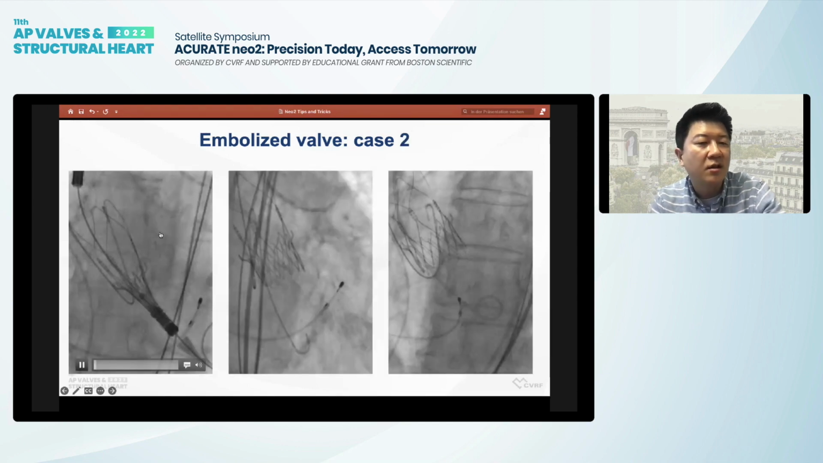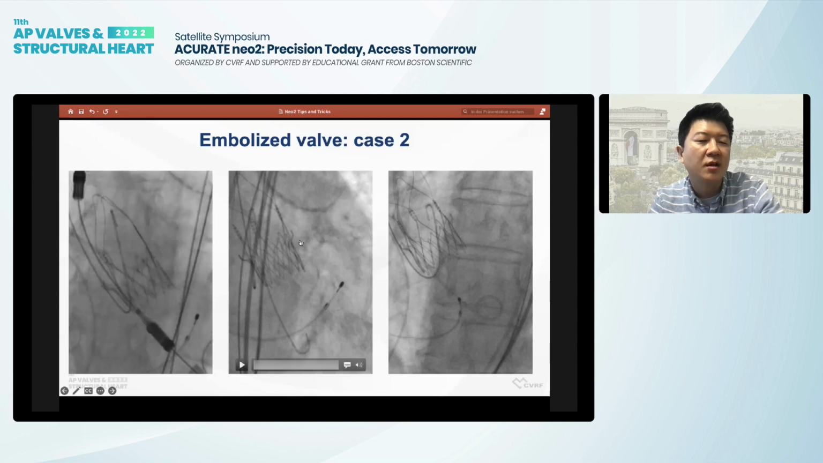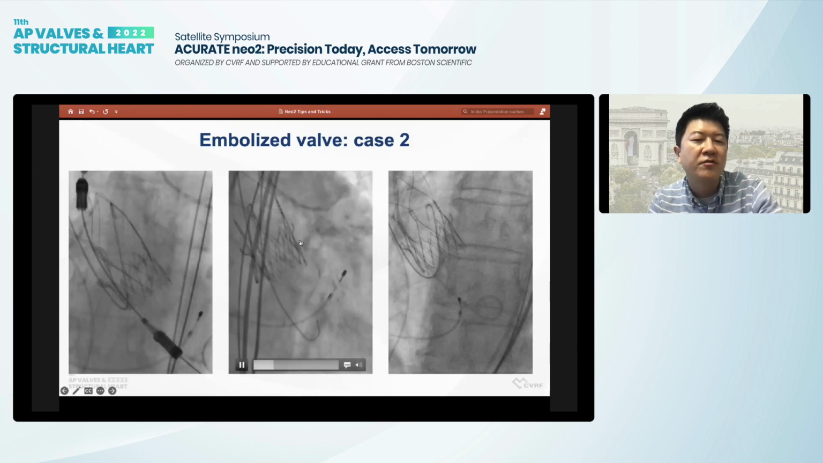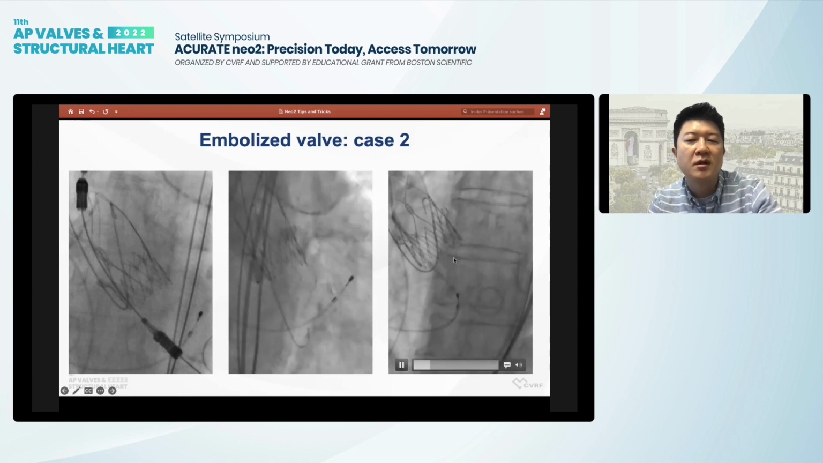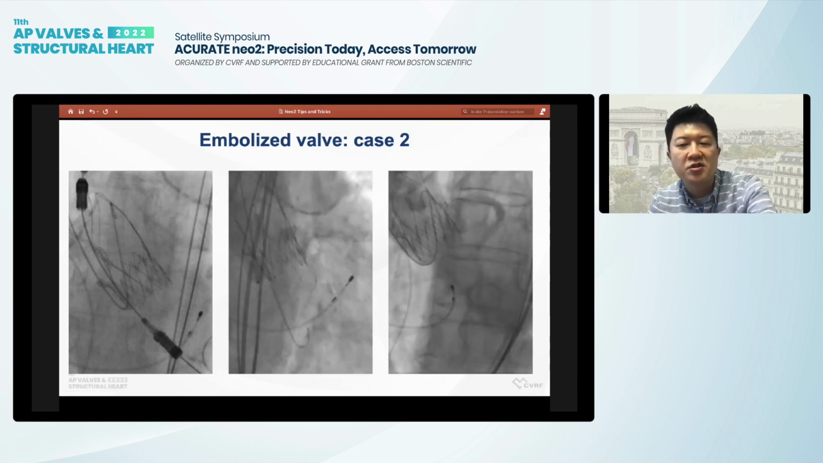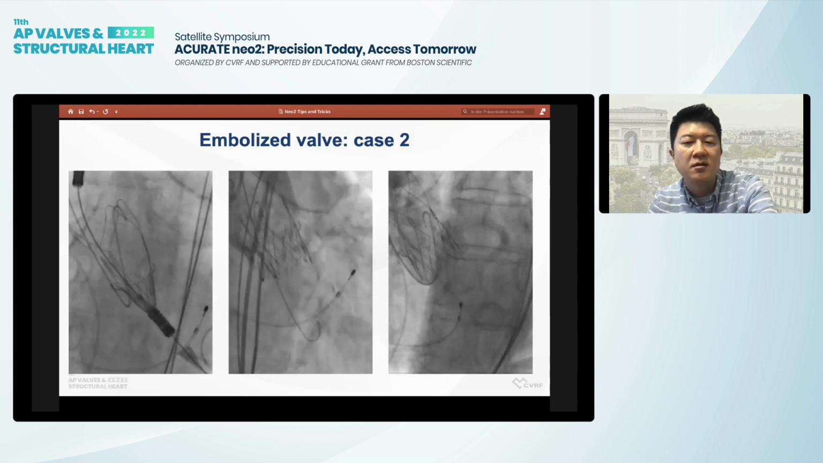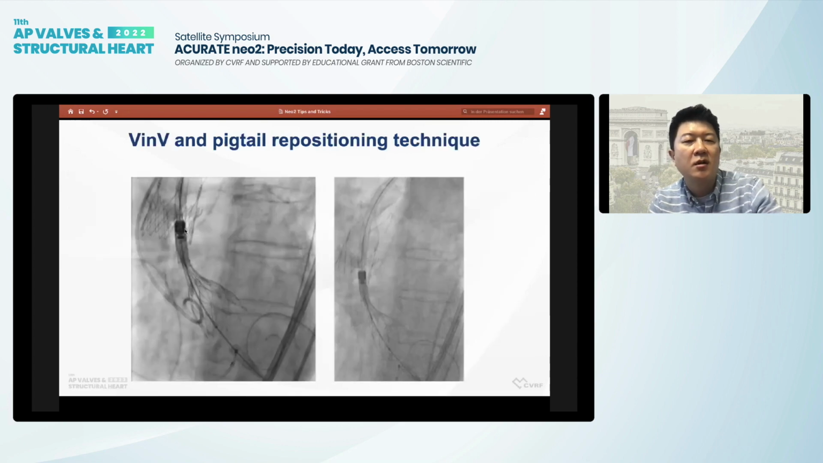Here's another case that was a little bit more complex, and for some reason the valve popped out. We did postdilatation and lost position in the annulus, and the valve finally went into the ascending aorta. In this scenario, what you can do, if the valve is stable in the ascending aorta, is just leave it, do nothing. Don't try to snare it into the descending aorta, because there will be injury of the aorta due to the upper crown.